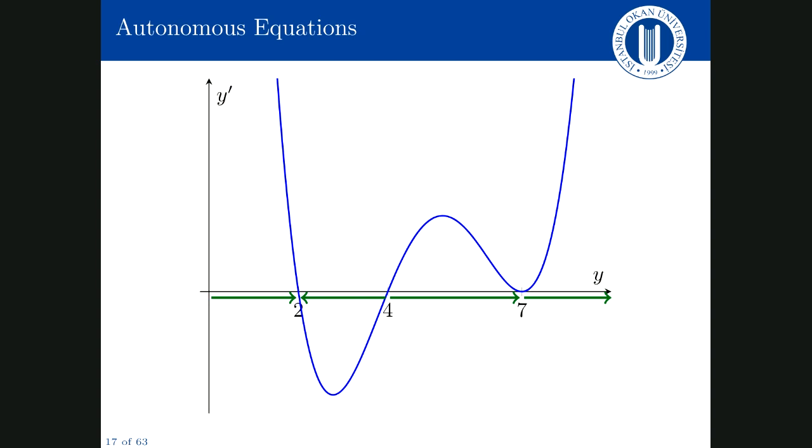Now we can see if each one of these equilibrium solutions or critical points is stable, unstable, or semi-stable. First, look at 2. All of the arrows are pointing towards 2. This one is stable. At 4, all of the green arrows are pointing away from 4. This point is unstable. At 7, the arrow on the left is pointing towards 7. The arrow on the right is pointing away from 7. So this point is semi-stable.